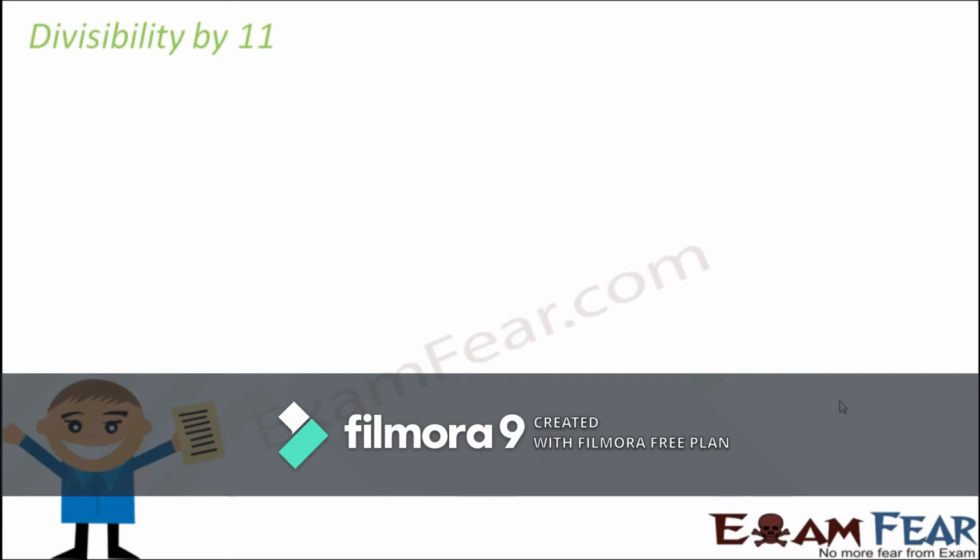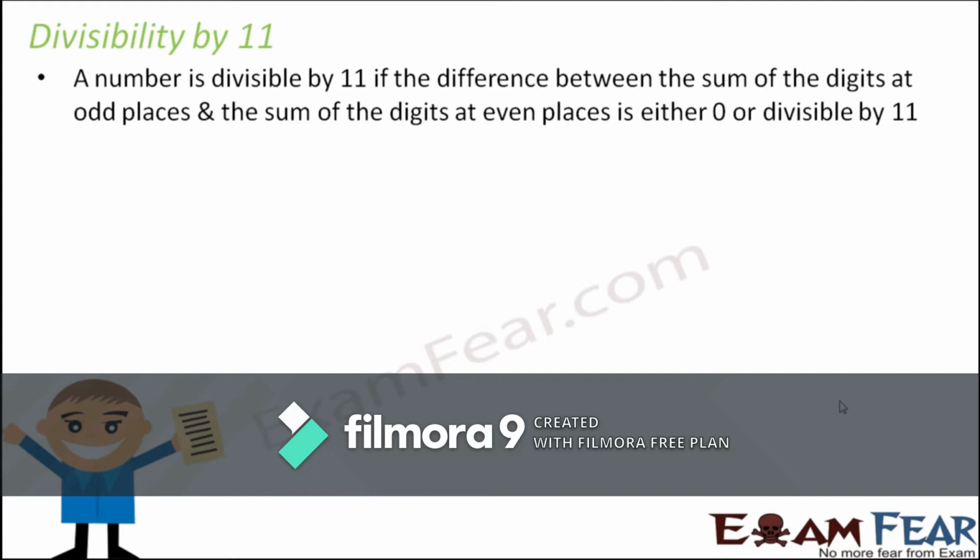Divisibility by 11. How do we know that a number is divisible by 11? A number is divisible by 11 if the difference between the sum of the digits at odd places and the sum of the digits at even places is either 0 or divisible by 11. This is again a little complicated rule, like how we did it in case of the divisibility by 7. But anyways, we will understand this as well.